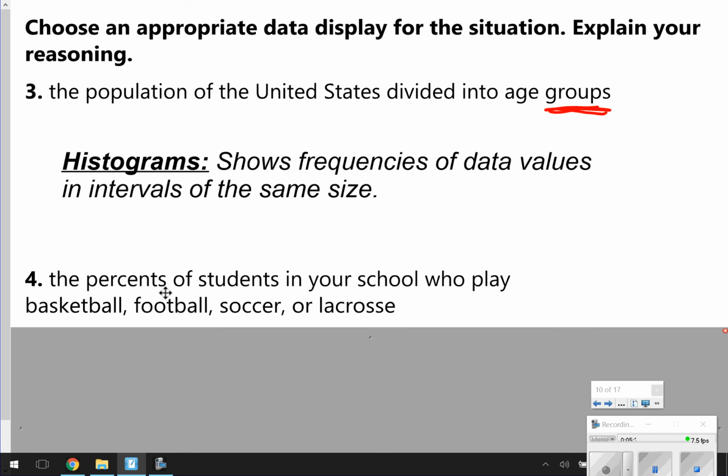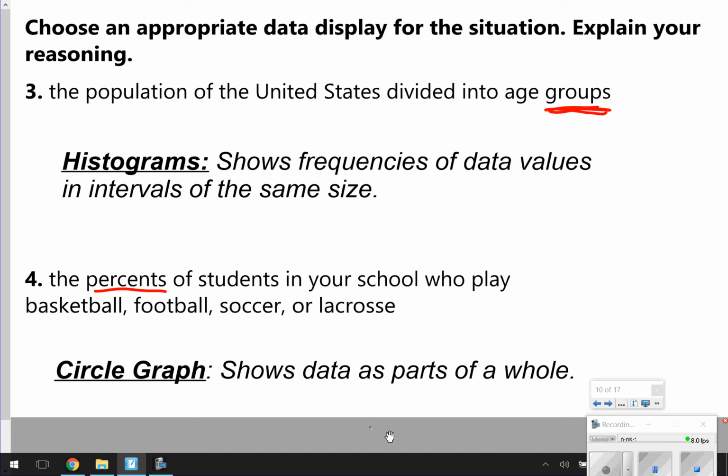How about this one? The percents of students in your school who played basketball, football, soccer, or lacrosse. Yeah, that one's going to be a circle graph, showing data as parts of a whole, or just the notion that they added the percent keyword in that one.